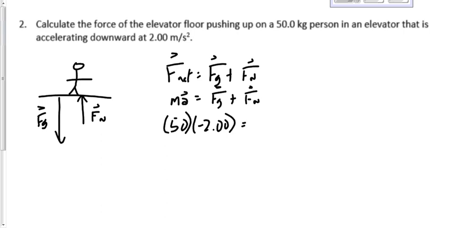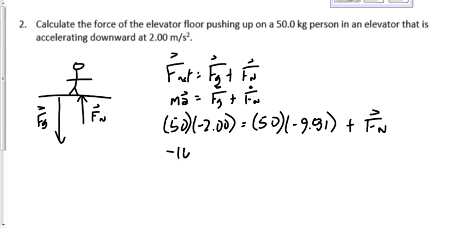The force of gravity is 50 times negative 9.81. Again, negative in front of the 50, negative in front of the 9.81. It doesn't matter where you put it, as long as that term is negative, because gravity is acting downward. And we're solving for the normal force here, the force of the floor. 50 times negative 2 is negative 100. 50 times negative 9.81 is negative 490.5.